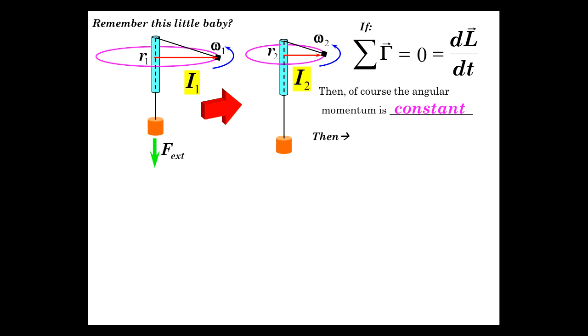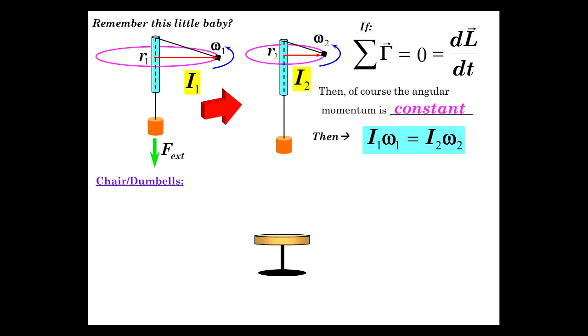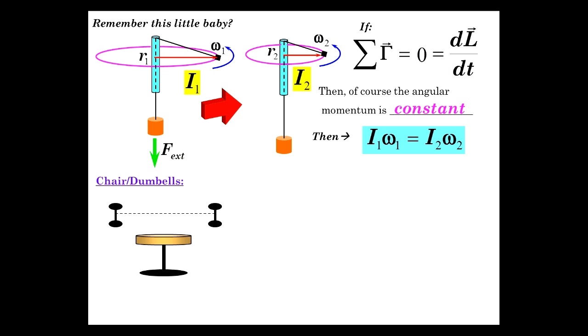So the momenta are the same in the two scenarios. I1 omega 1 is I2 omega 2. But of course the I's are different. So that tells us that the omegas are going to be different as well. This is something that we can actually do. We can place ourselves on a spinning disc, chair, or platform. Take a couple dumbbells, hold them out, and when we pull them in, something interesting is going to happen.